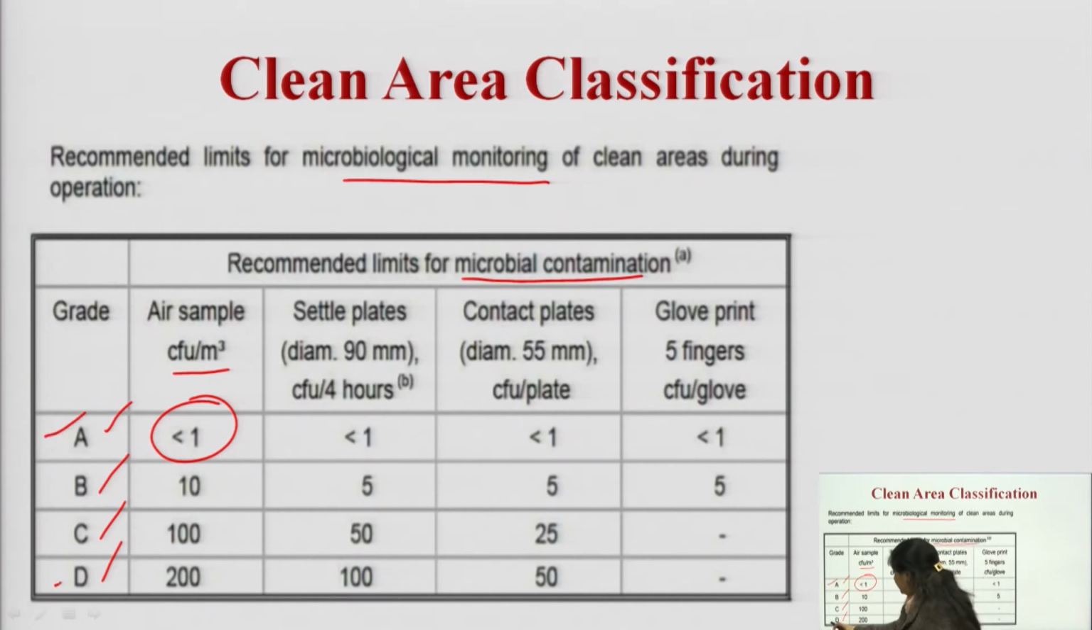Whereas for grade D, the area can contain even 200 colony forming units within 1 cubic metre. That is, in this area 200 microorganisms may be there which can form colony forming units within a cubic metre. So these are the main techniques for collecting samples, like air samples. We can go for settle plate techniques or contact plate techniques. What we need to do is monitor microbes within the environment in which we are working, and determine their concentration by following the appropriate technique.